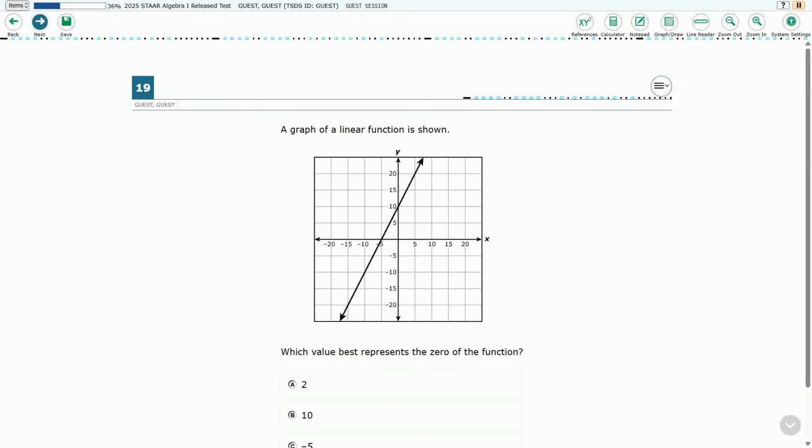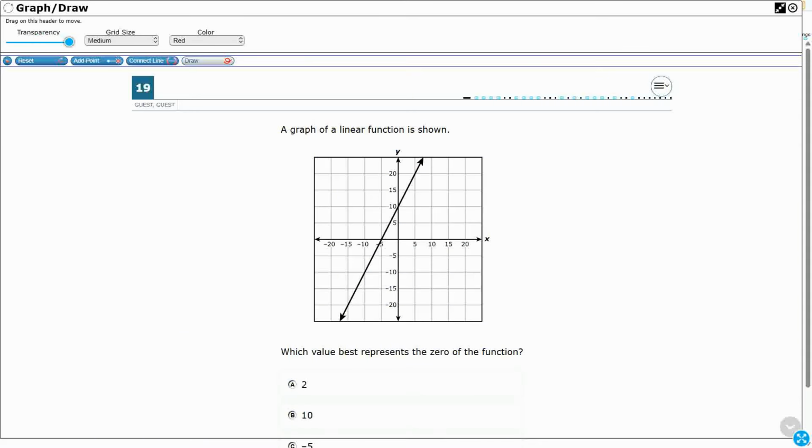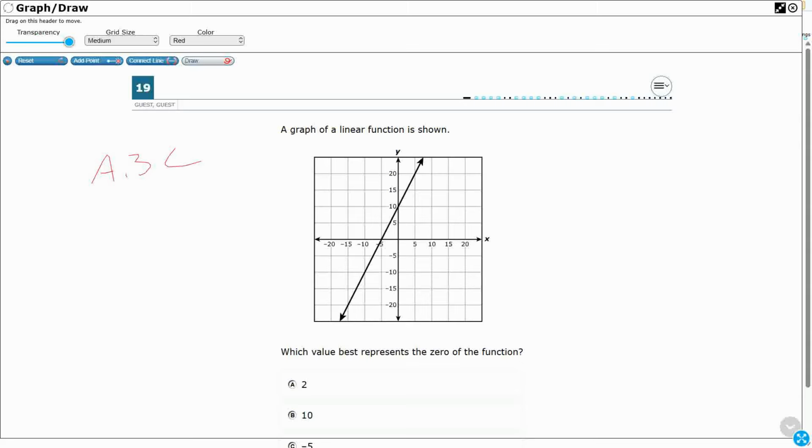Next, number 19, we are looking at graphing functions and identifying features. This is A.3c. We have a simple graph of a linear function here, and we need to find the zero. All right, well, a zero is typically what we talk about when we're dealing with quadratics. So when we're talking about quadratics, right, a zero is going to be any place in which that quadratic function crosses the x-axis. We call them zeros.